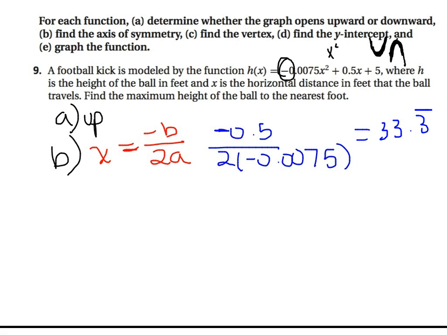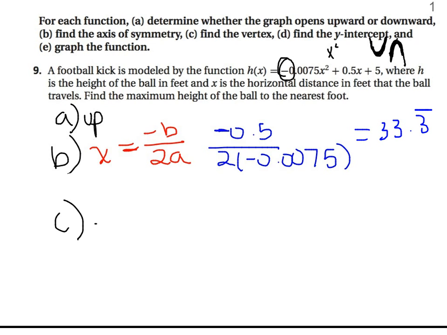So that's going to tell us our axis of symmetry, which is the x value. And remember that your axis of symmetry is always on your vertex. So we've actually found half of the vertex value as well. Alright, so we have x is 33 1/3. So we have to plug that in to find the y value of the vertex for letter C. So let's plug that in.